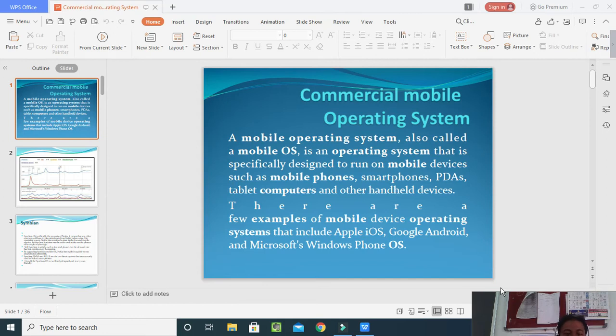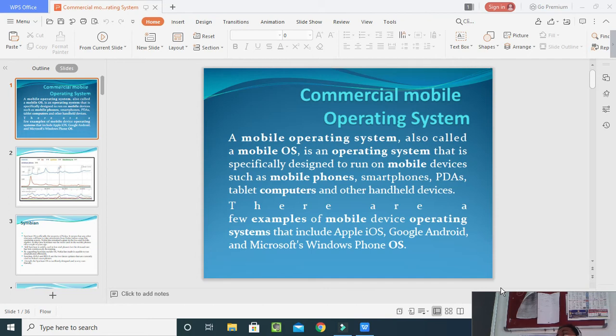We have different types of operating systems, but first we will learn the meaning of operating system. A mobile operating system is also called mobile OS. OS means operating system. It is an operating system specially designed to run mobile devices such as mobile phones, smartphones, PDAs, tablet computers and other handheld devices.